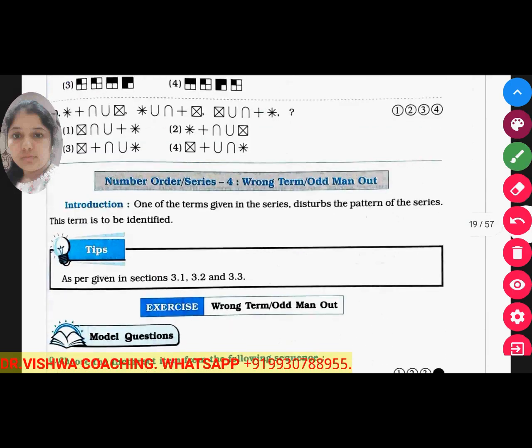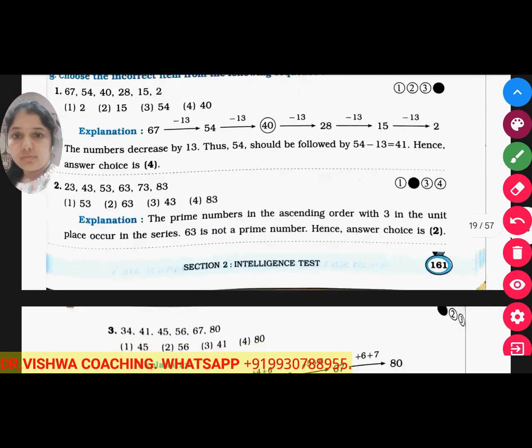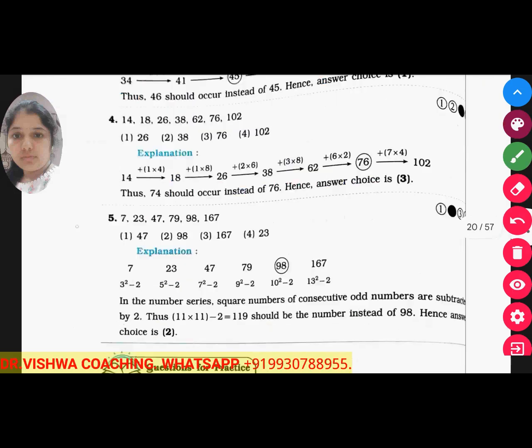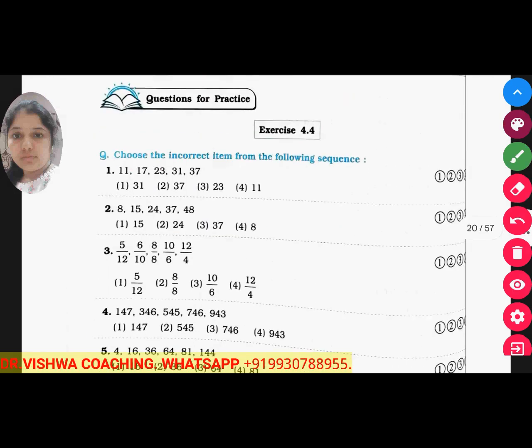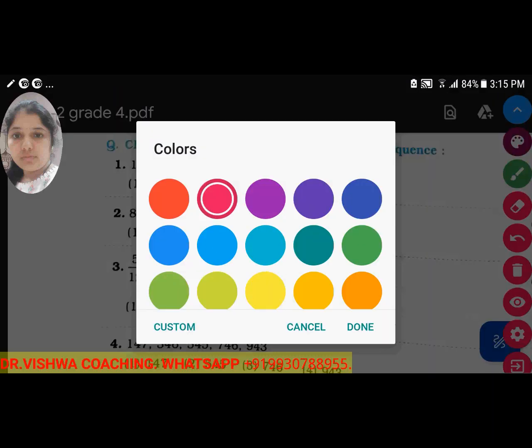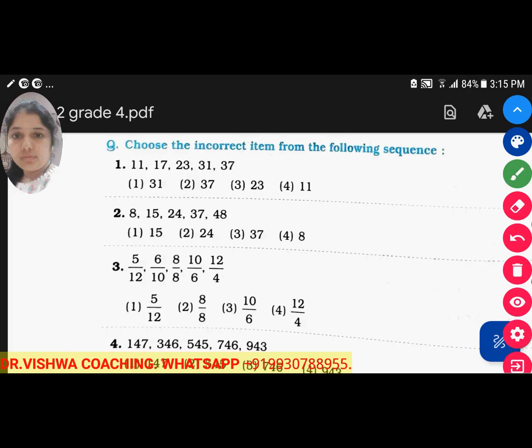Okay, so we will take the wrong term or odd man out in the series and order type of question, which is the last session of our chapter. Now see, in the series, one term is there which does not follow the rule, and that number is wrongly placed there. So you have to find out which is wrong in the given order. Now see, look carefully. 11, 17, 23, then 31 and 37. Now see, if you look carefully, 11, 17, 23, 31, 37 are all prime numbers.